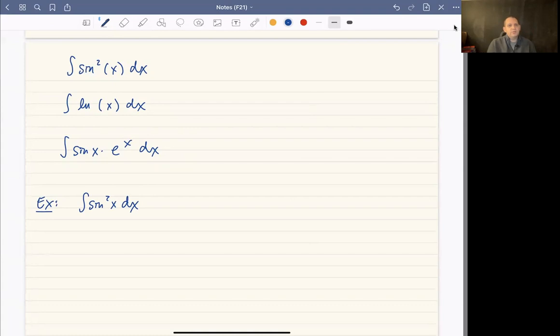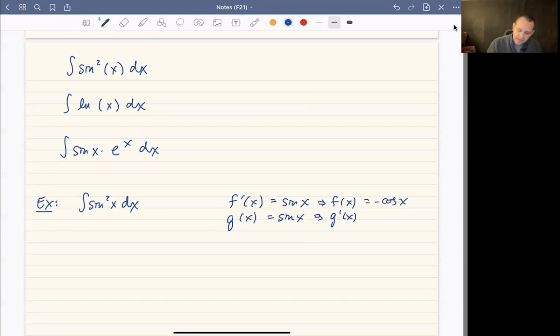And so what we're going to do is apply integration by parts in a kind of clever way. So I'm going to let f prime and g both be sine of x. So we get sine of x here and sine of x here. And then f and g prime. So f is going to be, let's see, if f prime is sine, then f is negative cosine. And if g is sine, then g prime is cosine, positive cosine.